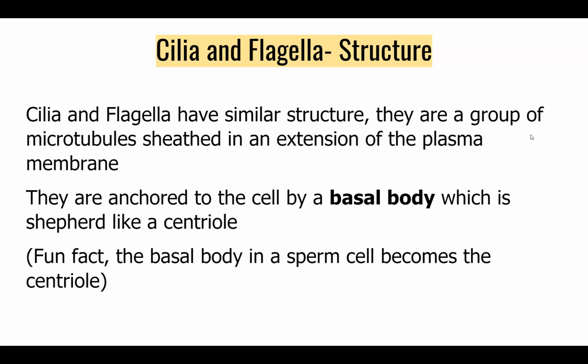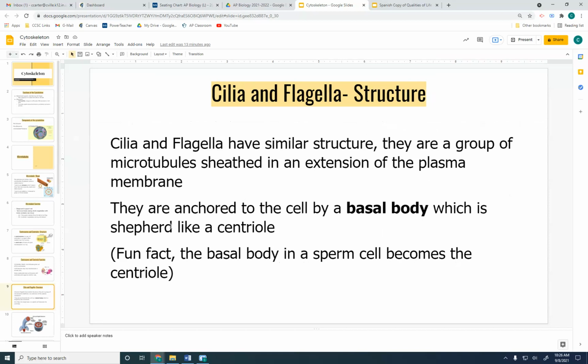So the plasma membrane is still going to enclose them. They usually jut out of the cell. They're anchored to the cell by something called a basal body, which is kind of shaped like a centriole. I got so excited about the fun fact that I missed this.